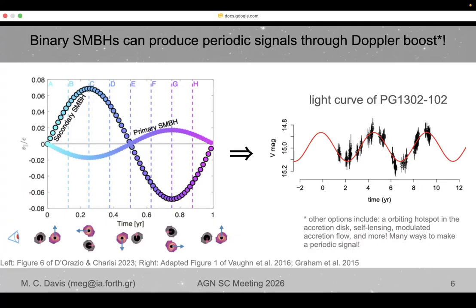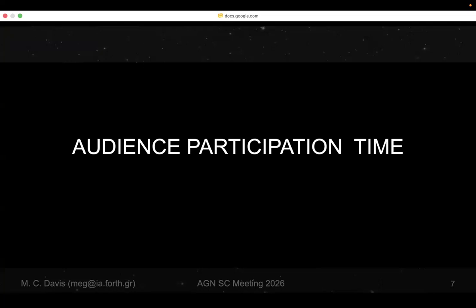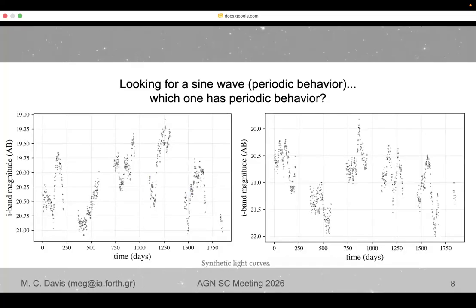Now, just a few slides ago, I thanked you for actively engaging in people's research. You're going to do it for mine. It's now audience participation time. Before you, you have 2 synthetic light curves. We're looking for periodic behavior in noise. I will not tell you if there's a binary on the screen. Both could be single AGN. Both could be binaries, or one or the other. In about 10 seconds, I'm going to ask you all which one you think is a binary or not.